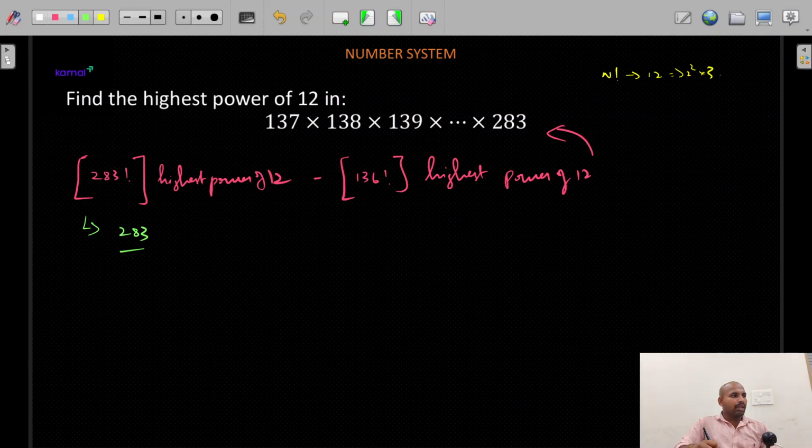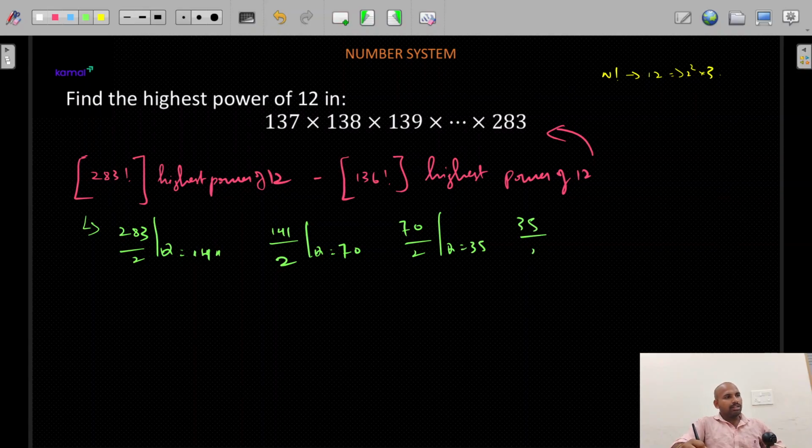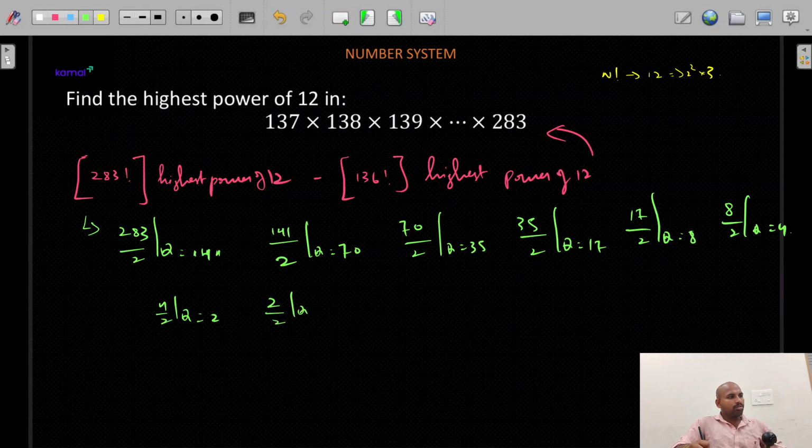So 283 by 2. What is my quotient? It is 141. 141 divided by 2, my quotient is 70. Again 70 by 2, my quotient is 35. Again 35 by 2, my quotient is 17. Again 17 by 2, my quotient is 8. 8 by 2, my quotient is 4, and 4 by 2, my quotient is 2. 2 by 2, my quotient is again 1.